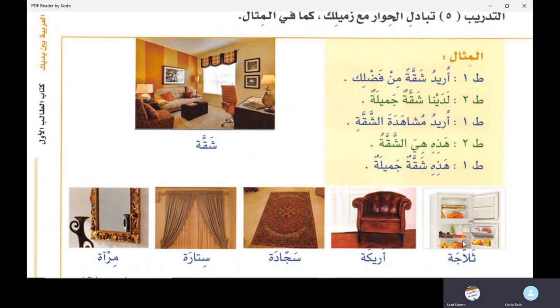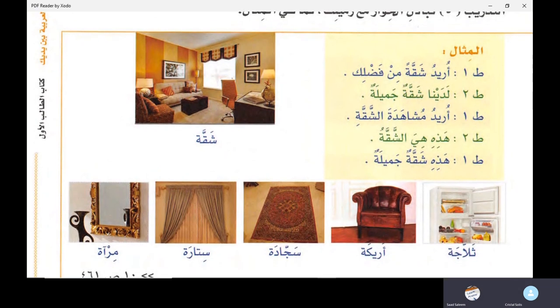Oridu thalaja. So it would just be thalaja. Don't worry about mistakes, okay? Make your own rules of Arabic. Don't worry about mistakes. So, oh gosh, I don't know why I just can't even focus. So it's just uridu thalajatun. No, thalajatan, because it is the object of the sentence. So uridu thalajatan min fadlika.